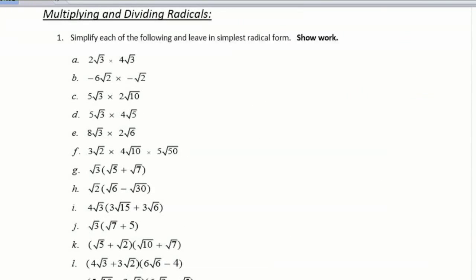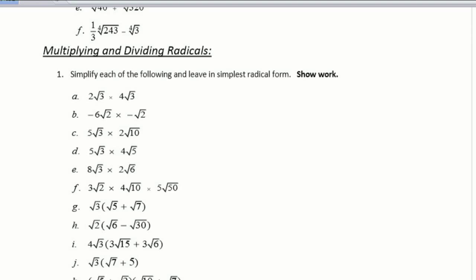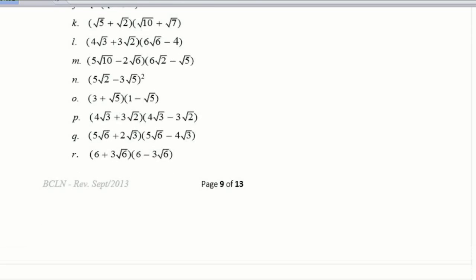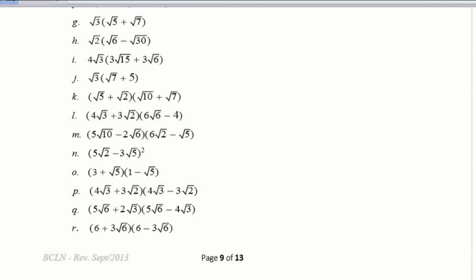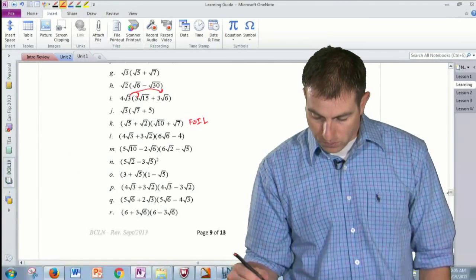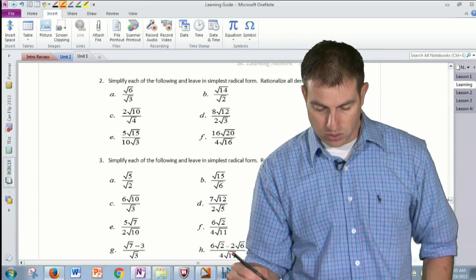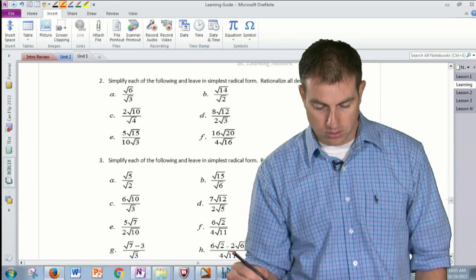Multiplying and dividing radicals. Simplify each of the following. So there's all multiplication there. Make sure you distribute these types of questions. And then these guys are our FOIL. For like K, that's the first FOIL. Did I not do any division of radicals?